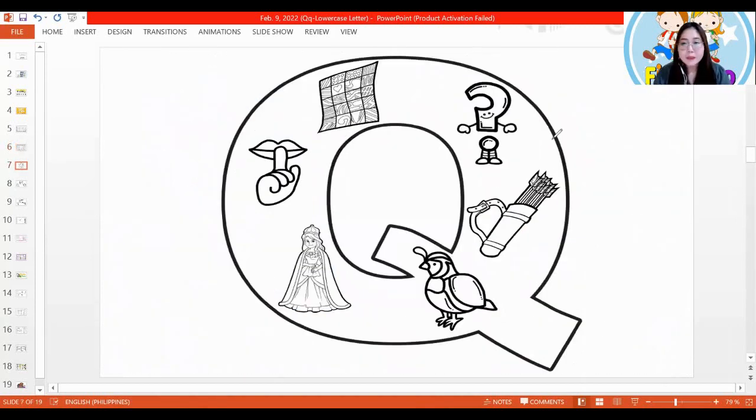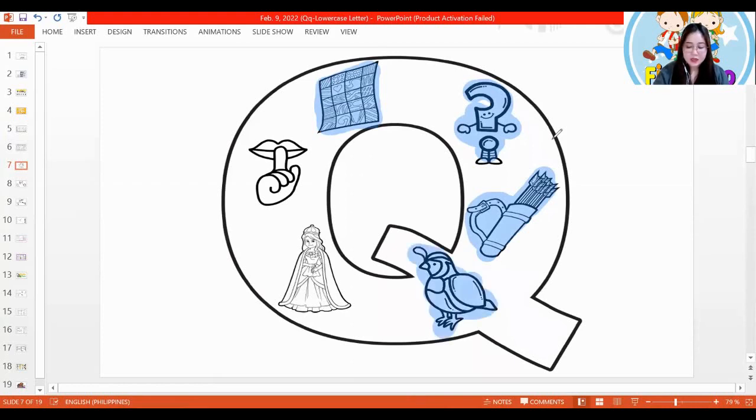Oh, it's still capital letter Q, but then we have pictures here that start with the letter Q. So let's identify them one by one. The first picture here is a quilt. Very good. The next picture here, this is a question mark. Very good. This is a quiver. And then this animal is called a quail.